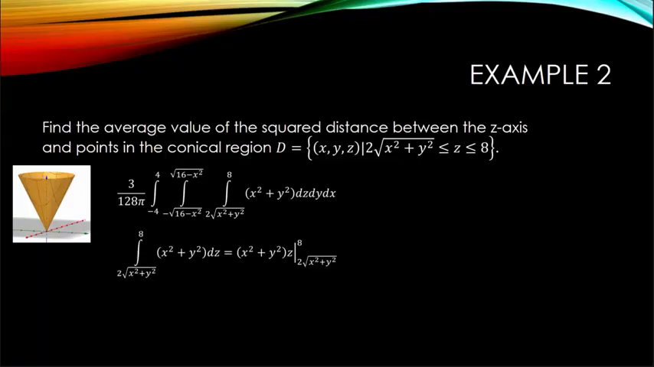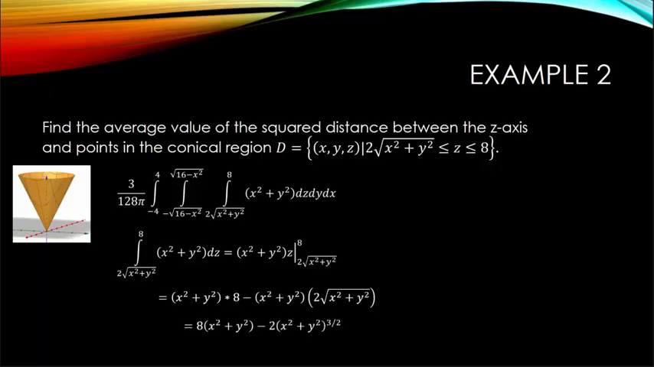My innermost integral gives me an integral from 2 times square root of x squared plus y squared to 8 of x squared plus y squared dz. This is equal to x squared plus y squared times z, evaluated from 2 times the square root of x squared plus y squared to 8. This gives me x squared plus y squared times 8 minus the quantity x squared plus y squared times 2 times the square root of x squared plus y squared.